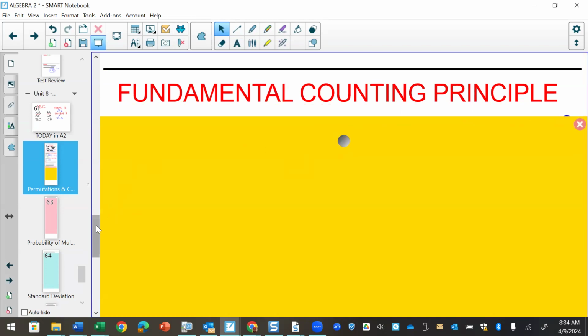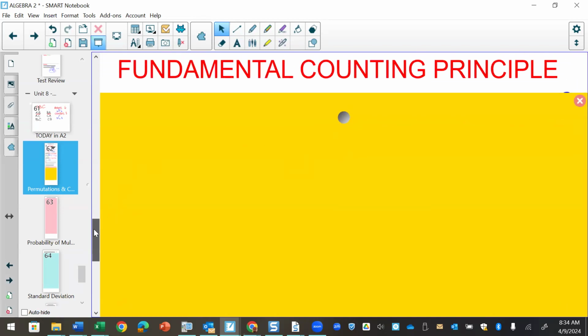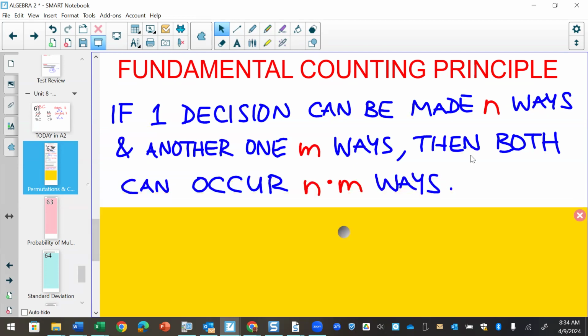Second worksheet's called Fundamental Counting Principle. Guess they just call it the counting principle. All right, what is it? Well, the definition is this: if one decision can be made N ways and another one M ways, then both can occur in N times M ways. Let you soak that in, and then we'll do problem 3.